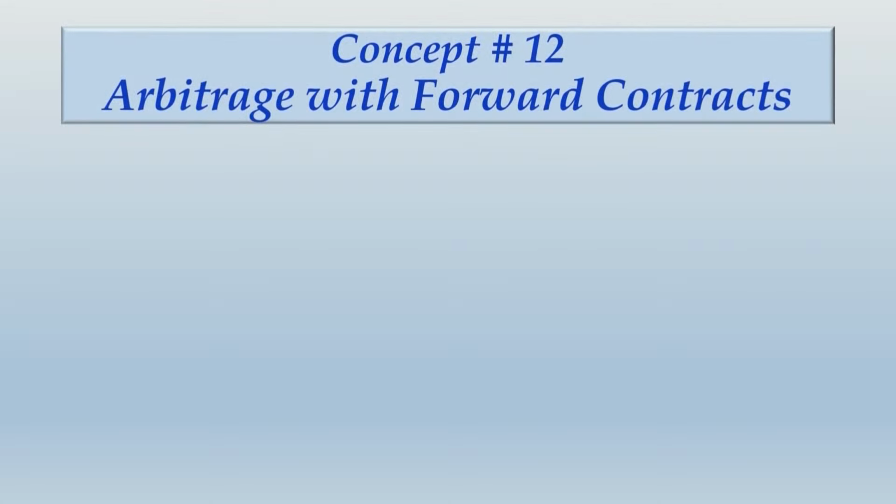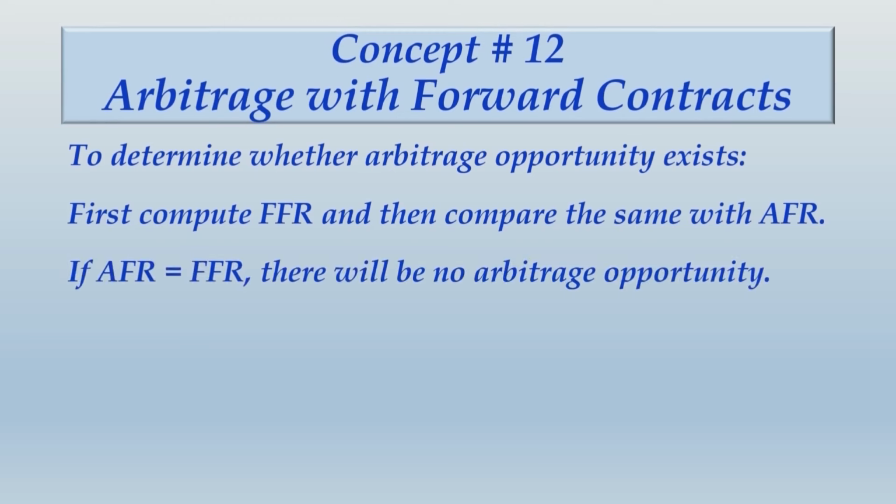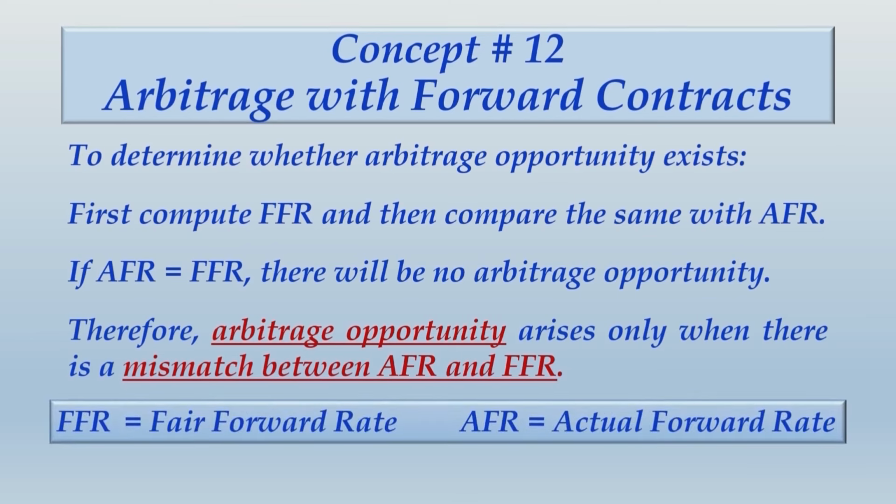So what we have just discussed is, to determine whether an arbitrage opportunity exists, first compute FFR and then compare the same with AFR. If AFR equals FFR, there will be no arbitrage opportunity. Therefore, an arbitrage opportunity arises only when there is a mismatch between AFR and FFR. What is the meaning of AFR and FFR? That also we have mentioned. FFR stands for fair forward rate and AFR stands for actual forward rate.